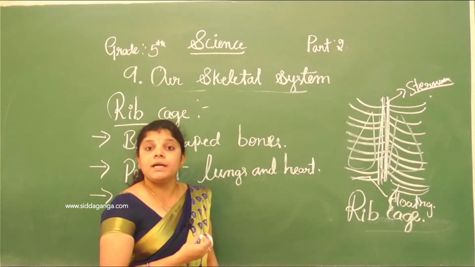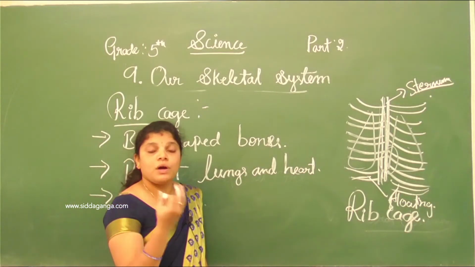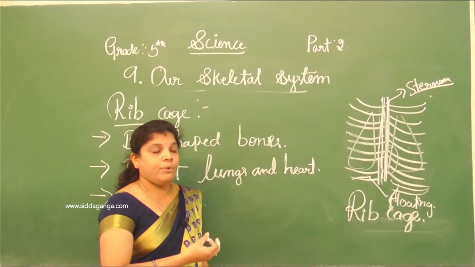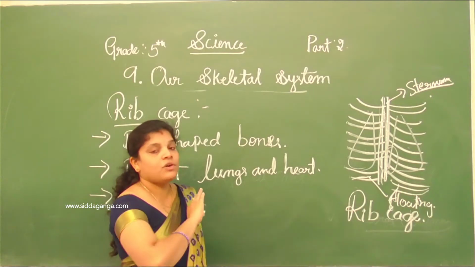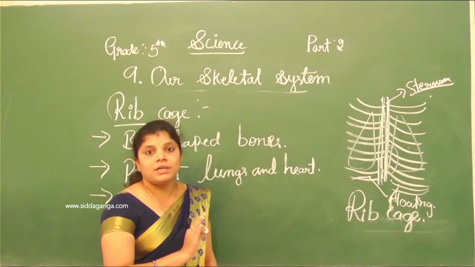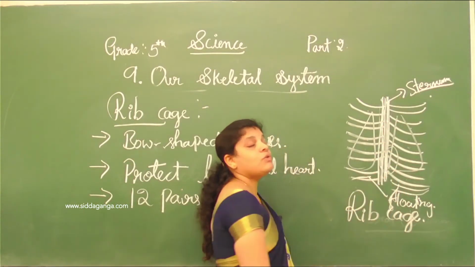So the sternum is attached again. So this last bone is attached to our what? Backbone. So the last floating bone is attached to our backbone. It's not attached to the sternum. So this middle part, the long bone, we call sternum.